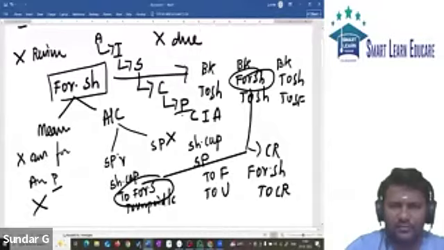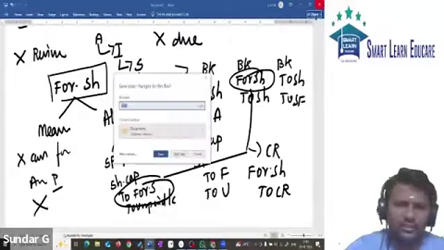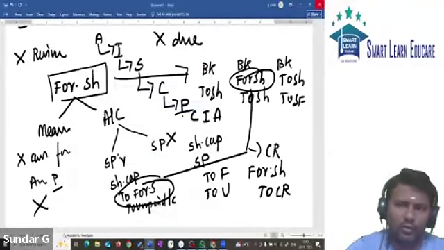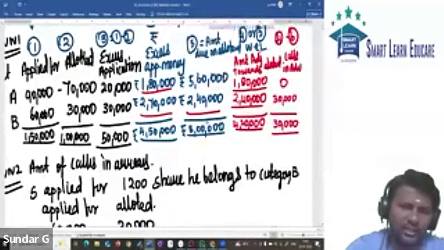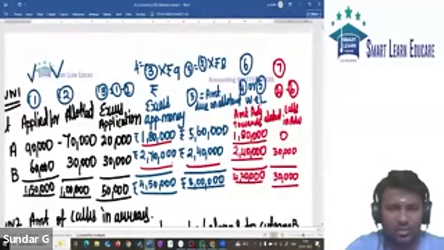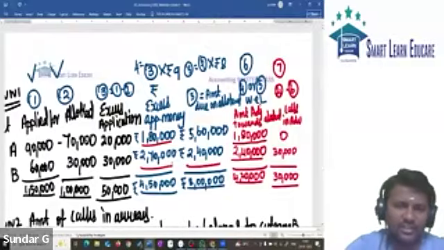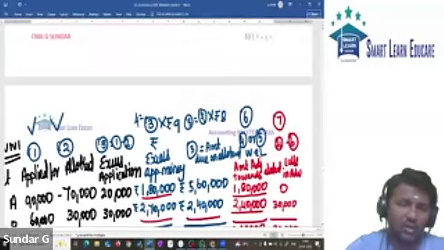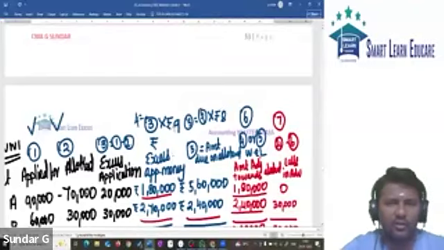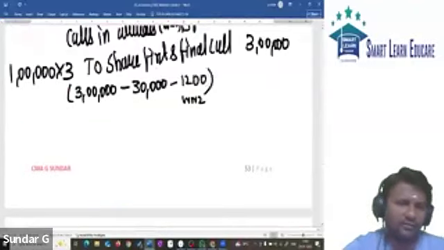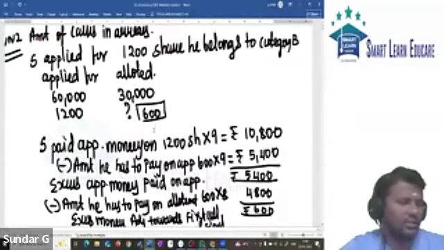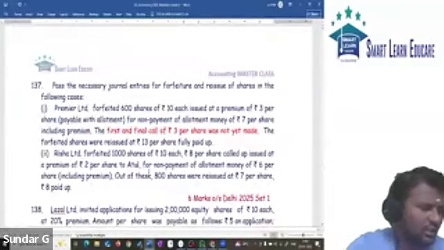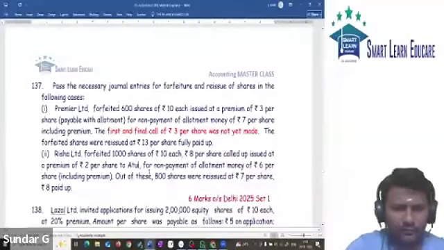Like that we discussed. So these are the things we discussed, and also in the last class we did one beautiful question. In that question we had many segments, like calls in arrears and excess application. Excess application money is adjusted towards allotment. Like that we did one comprehensive 6 mark question. Now we will proceed further to question number 137.